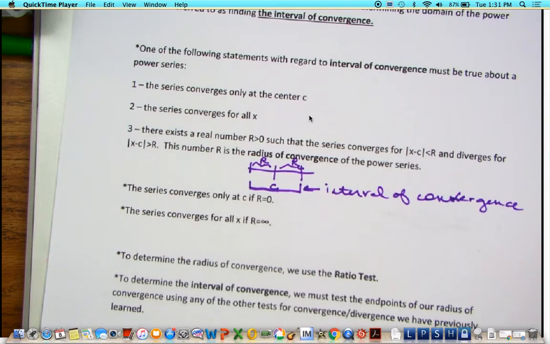Yes, sir, Nick? When we're talking about radius, are we talking about arc length? Like that value that the radius is, I don't know how to word it. Is that just arc length? Or is it just from the x value your center is to where it stops?